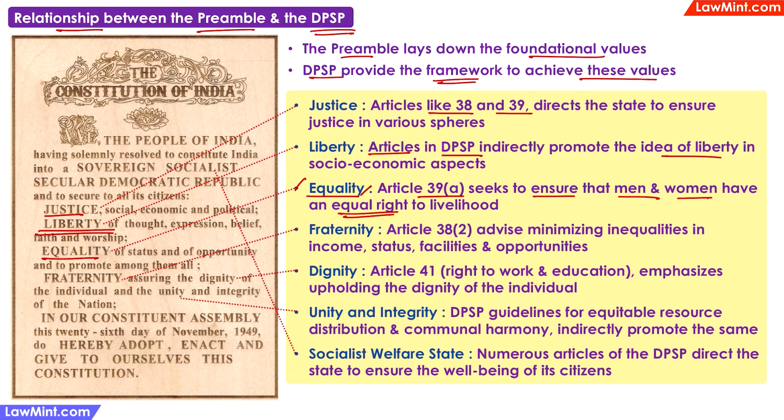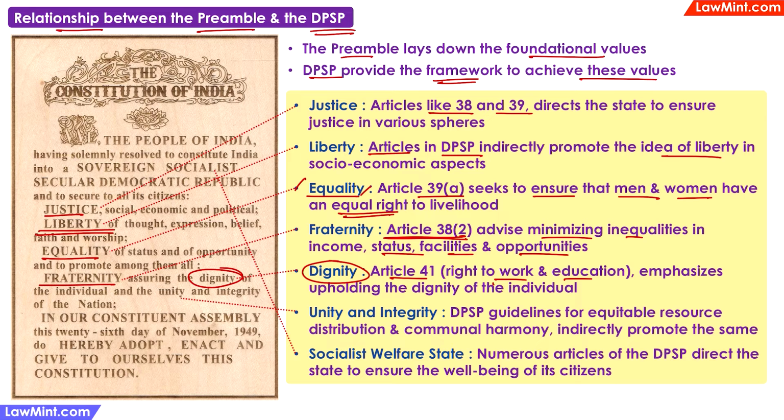The preamble's assurance of fraternity is mirrored in the directive principles, where articles like 38.2 advise minimizing inequalities in income, status, facilities and opportunities. Both the preamble and the directive principles like Article 41, which is the right to work and education, emphasize upholding the dignity of the individual by providing work and education.